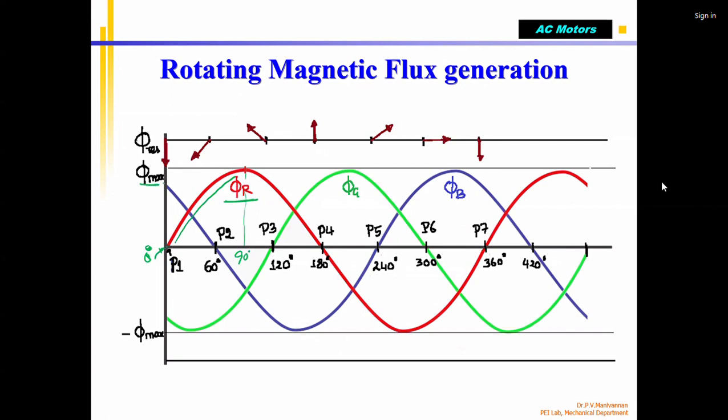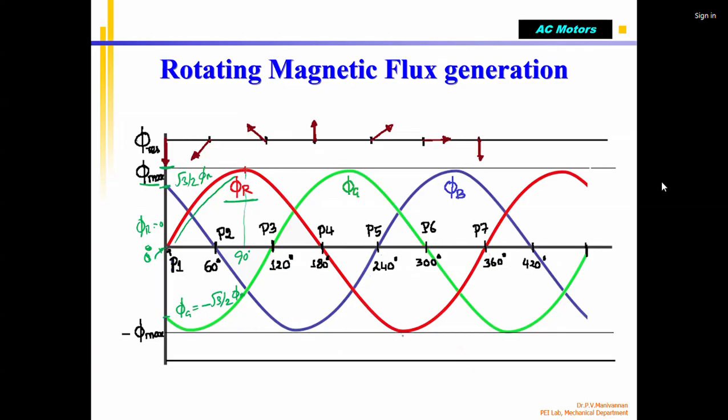I say phi max. At the same time, at 0 degree, you can see that the red phase magnetic field value phi r is 0. At that instant, you can see that the blue phase is not 0. It is √3/2 times phi max. Similarly, at the same instant, green phi g is also minus √3/2 times phi max. Phi max, you consider all three phases can reach only this maximum value.